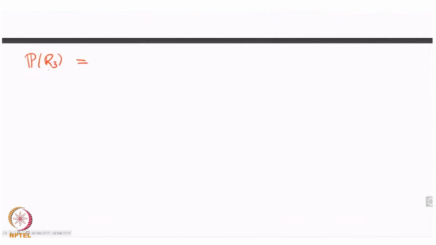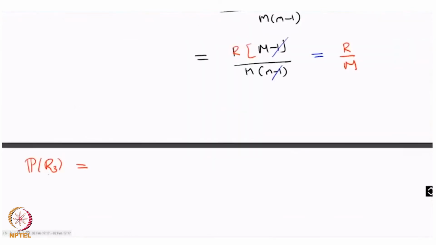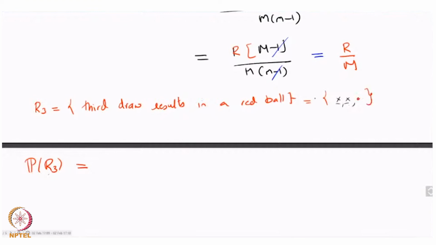So I'm already at the third draw. That means I have already done the first two draws. So let's say R3 is the event that the third ball drawn is red. Third draw results in a red ball. That means anything can happen in the first two draws. You could have a red or not red ball in the first two draws, but the third draw has to be red. That's what this picture is. So I have to exhaust all that happens in the first two draws to compute the probability of R3.